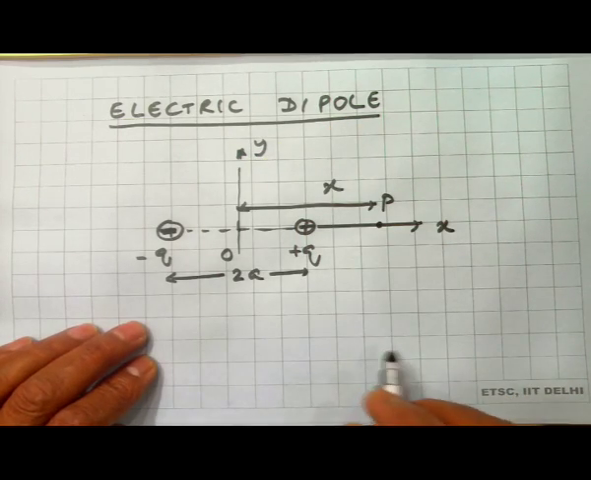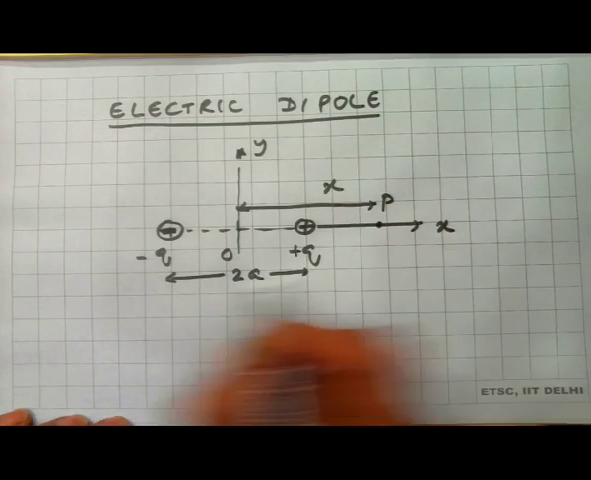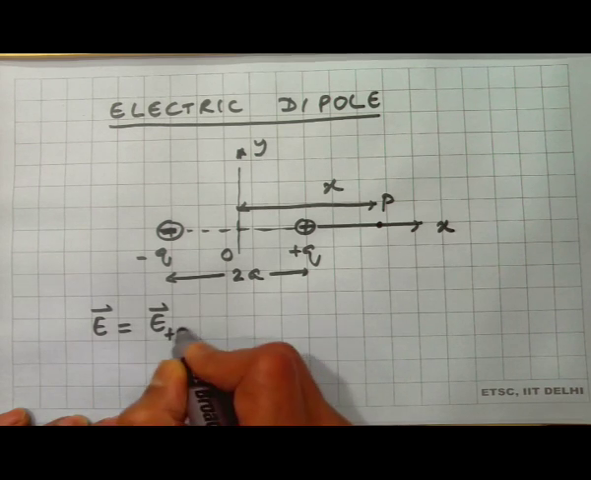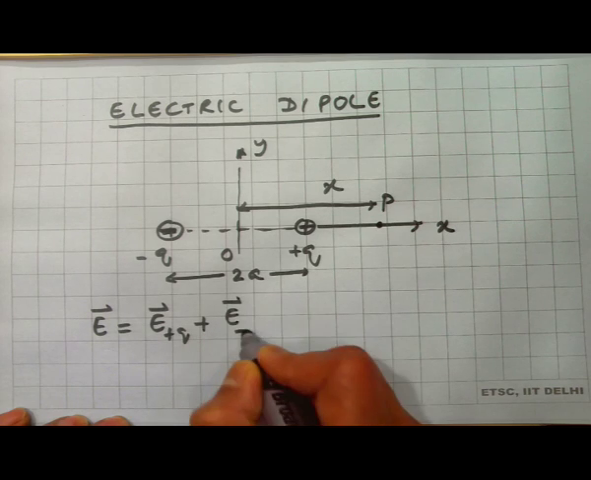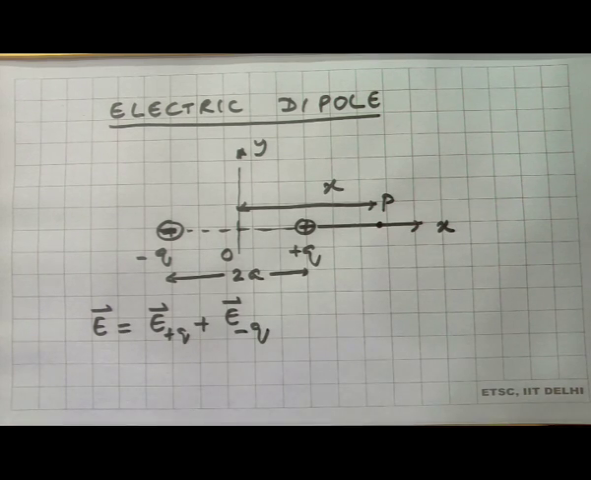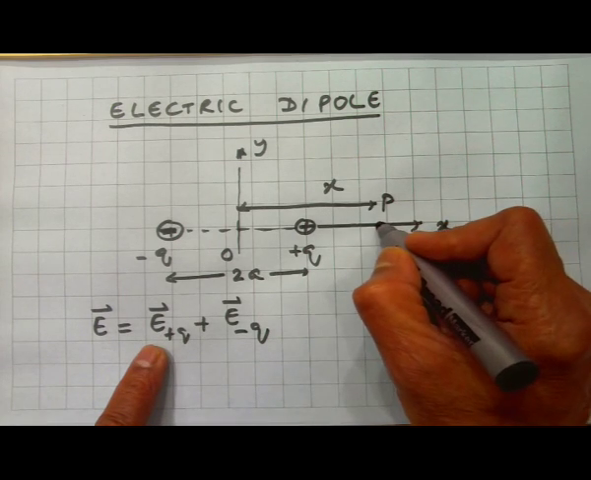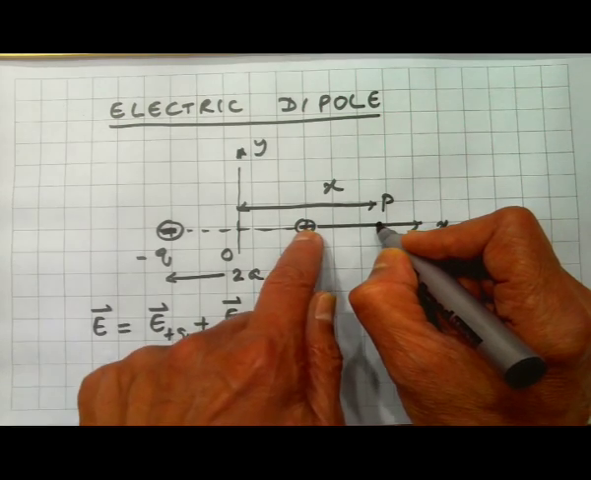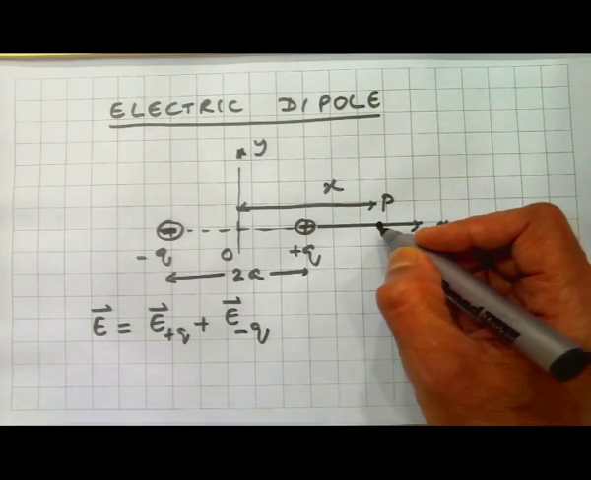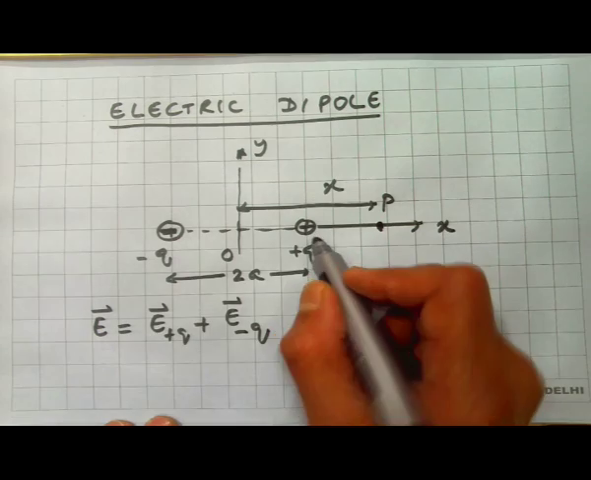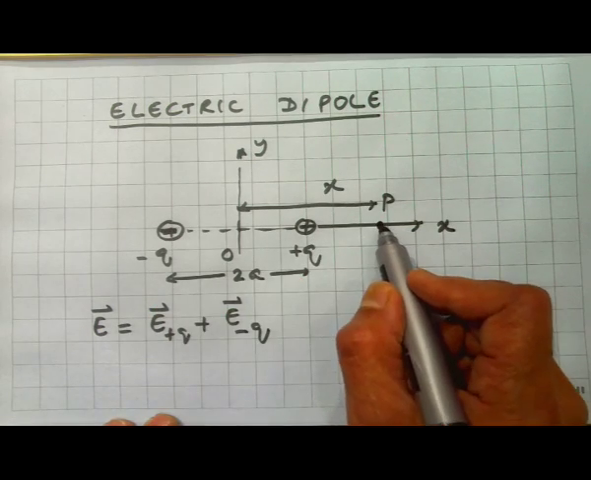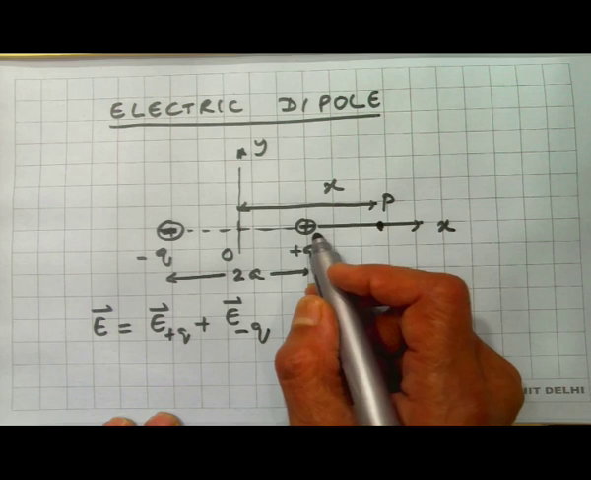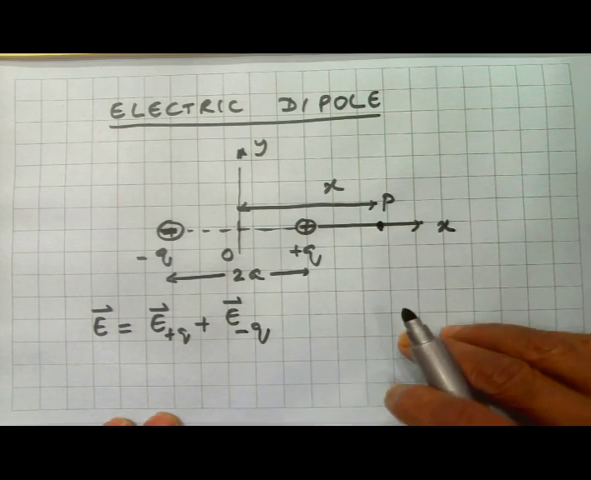Okay. So, the total electric field at this point is the electric field because of plus q plus the electric field because of minus q. Please remember the superposition principle. The total electric field at this point is the electric field because of the plus charge plus the electric field because of the minus charge. The presence of the plus charge does not affect the electric field created by the negative charge here. Similarly, the presence of the negative charge does not affect the electric field created by the positive charge at this point.